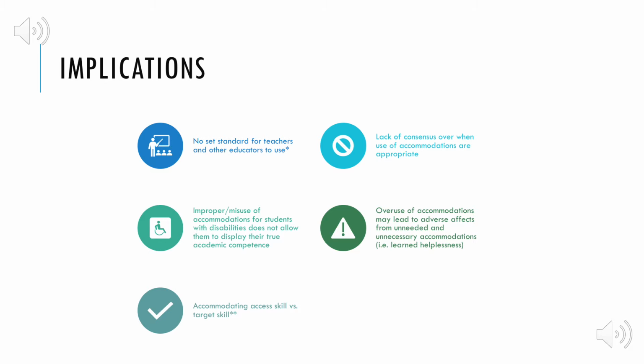So, looking at this last implication, a target skill is the core content that is being tested, whereas an access skill is the means by which the student reaches the target skill. For example, if a test given to a student is measuring reading ability, it would not be appropriate to accommodate the student by directly reading what is on the test. In this instance, you would be accommodating a target skill.